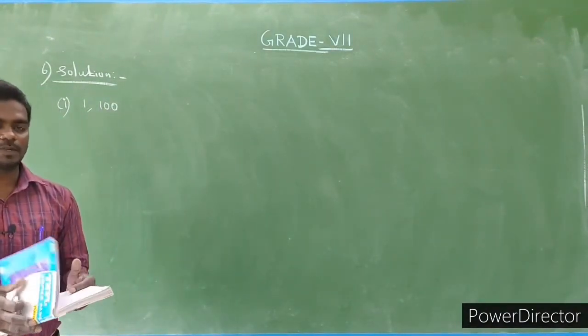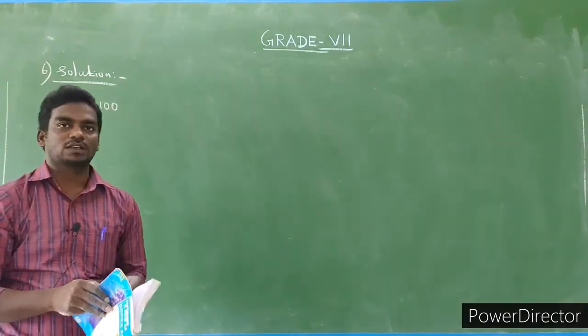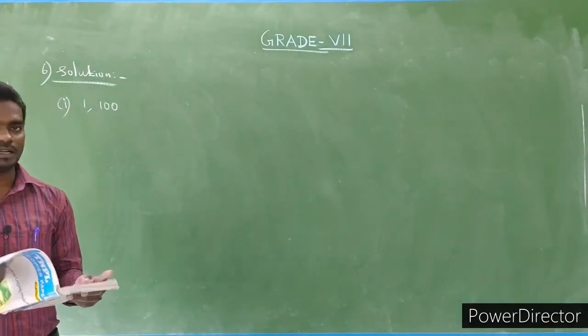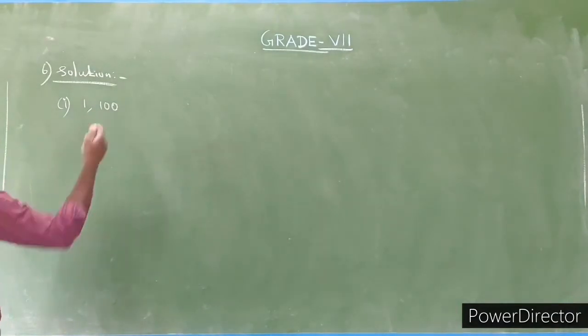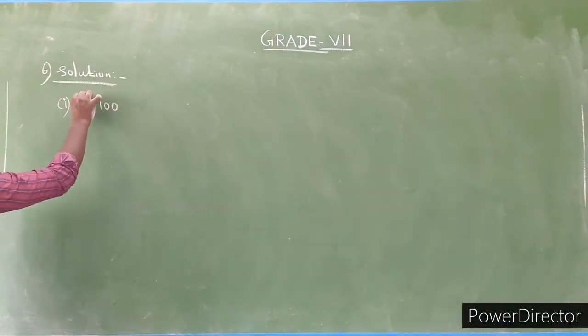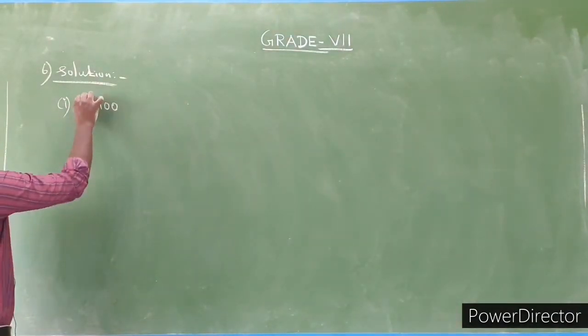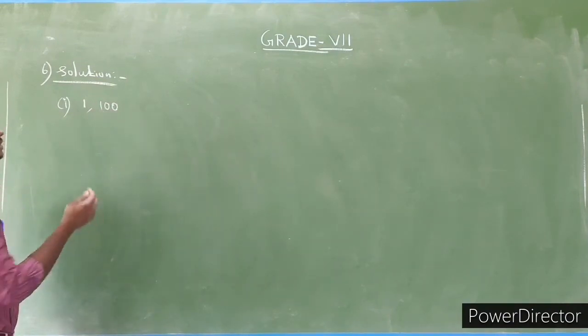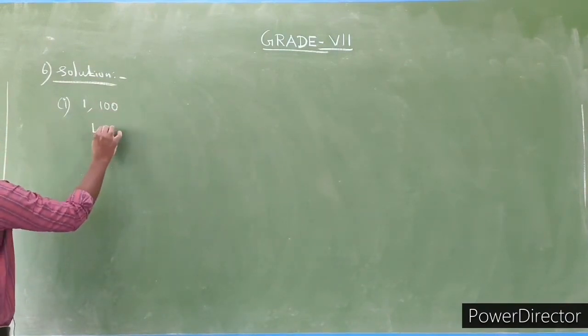Like terms means expressions which have the same algebraic factors. Otherwise, we call them unlike terms. The first one, 1 and 100 is given. So what type of terms are these, like or unlike? We can add 1 and 100 directly. So this is called what? Like terms.